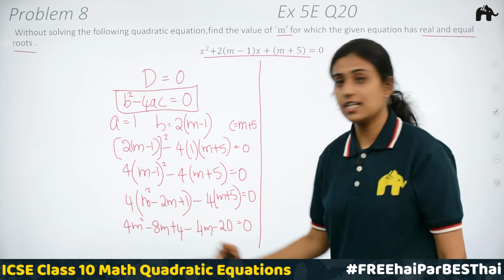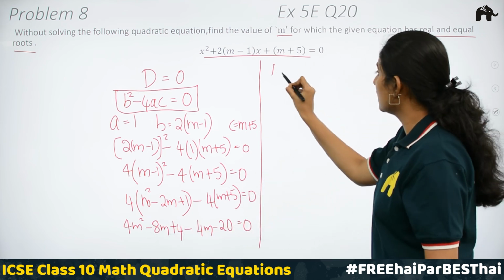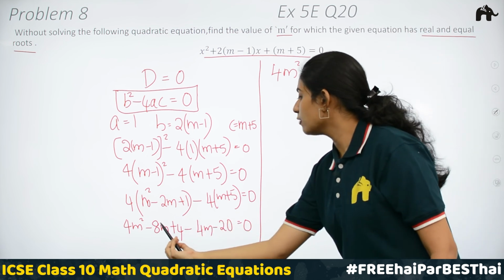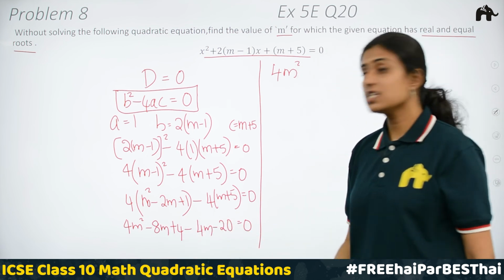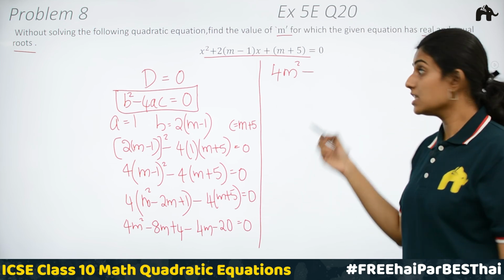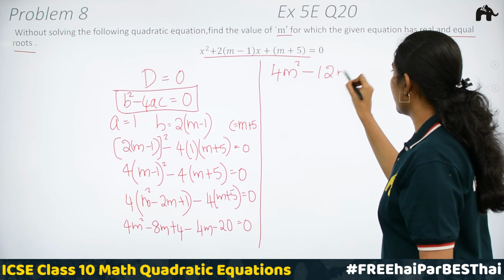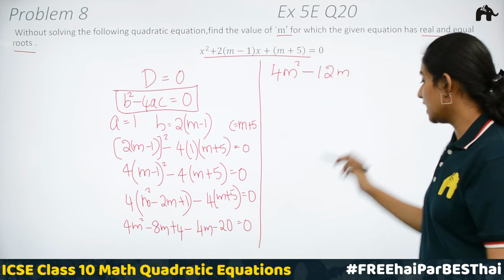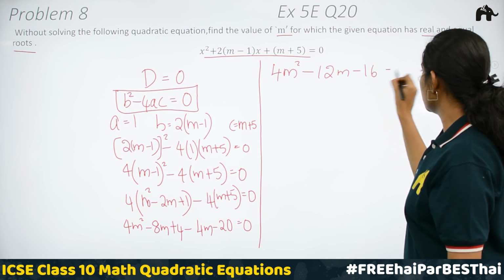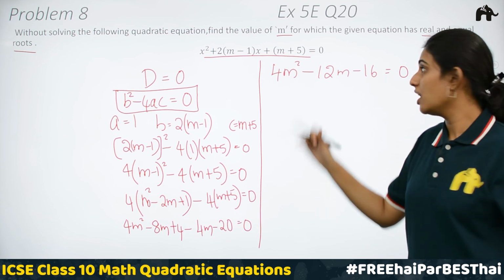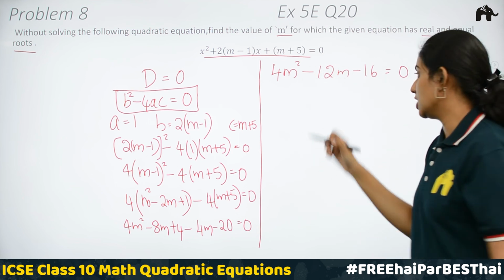Terms containing m square. We have only one term that contains m square, that is 4m square. Next, terms containing m. We have minus 8m and minus 4m. Minus 8m minus 4m is minus 12m. Then plus 4 and minus 20, you get minus 16. Minus 16 is equal to 0. We can divide throughout with 4 to get a simplified equation.